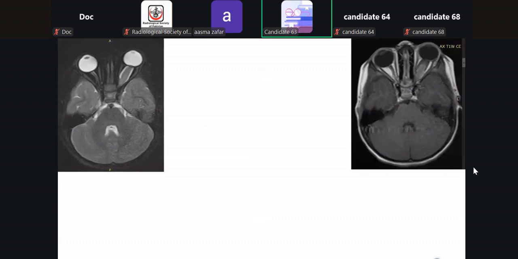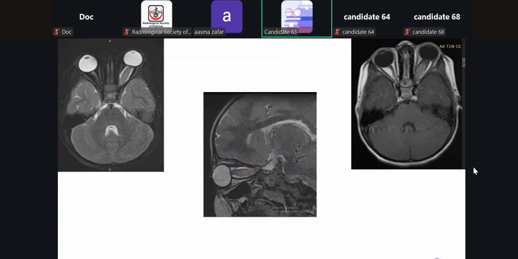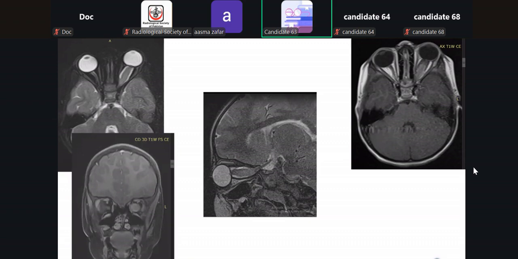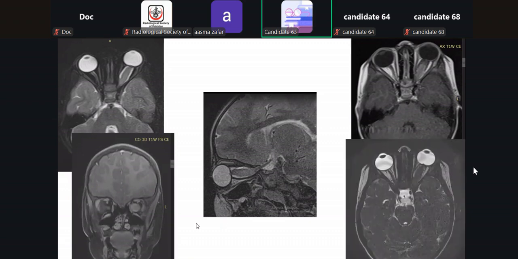On this MRI T2 weighted image, the left optic nerve is thickened, and this is a case of optic neuritis, and other differentials would be optic glioma and meningioma, but meningioma shows avid enhancement on post-contrast scans. This is avidly enhancing. And which sequence is this?